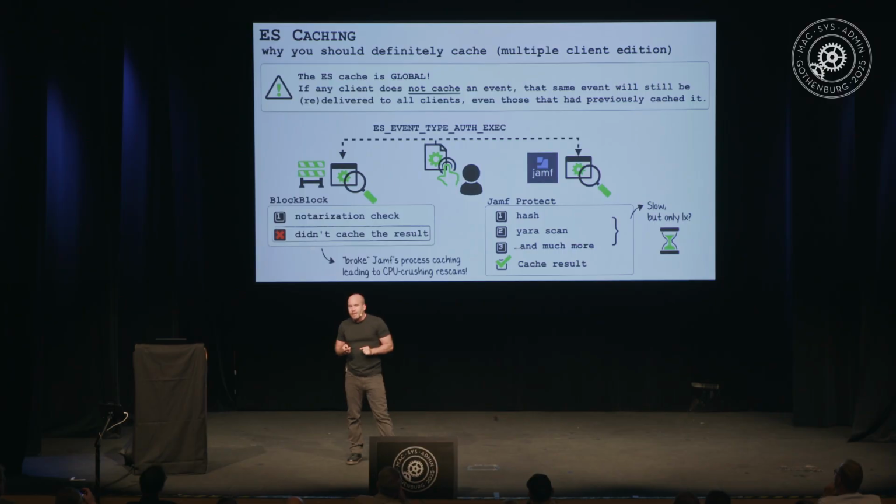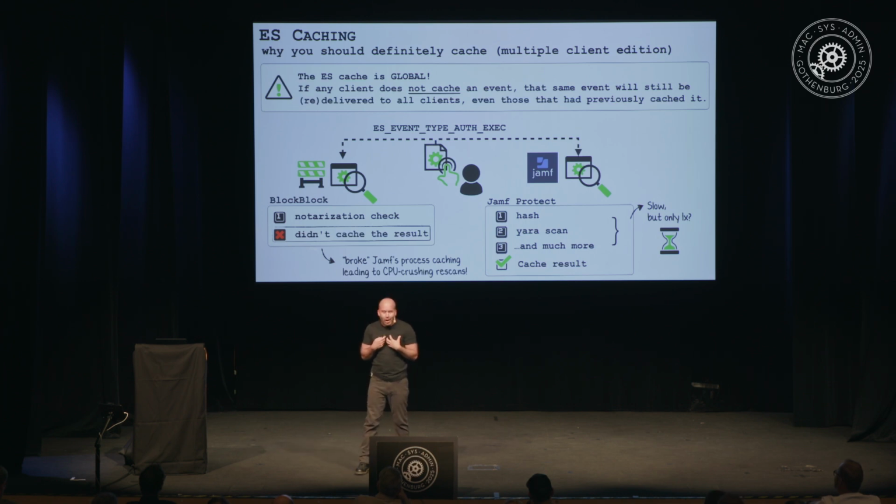So what was happening in this case, Jamf basically said, when a new process is being started, we're going to run some pretty resource-intensive checks. We're going to hash the whole file. We're going to do some YARA scans and much, much more. But then we're going to cache that, so we're never going to do that again. That's OK, because it's only done once, right? Well, when Block came along and didn't cache things, because the cache is global, that basically invalidated the cache, meaning every new process was then re-reported to Jamf, which would run all their checks again, which would slow down the system.